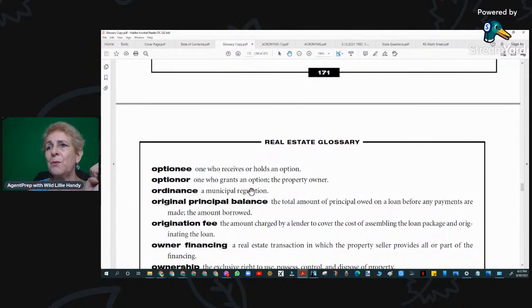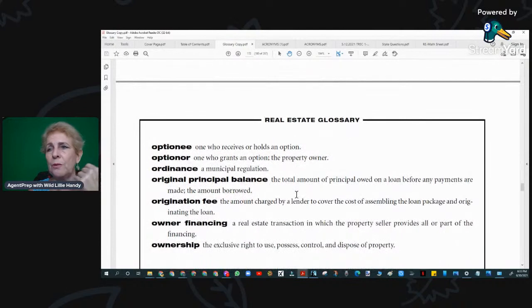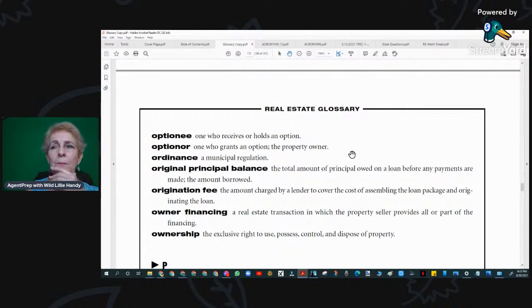Ordinance, a municipal regulation. So there's city ordinance, county ordinances, okay, and those are public record. And we typically have to go to an office to get those or Google them on the county website, city website. Original principal balance. So that's the original loan balance of a mortgage.